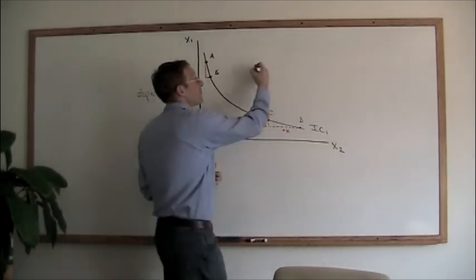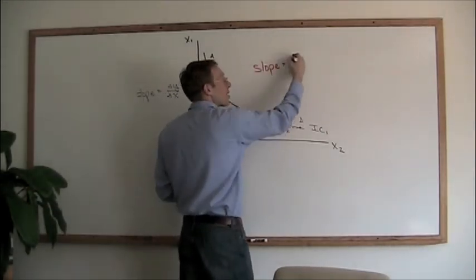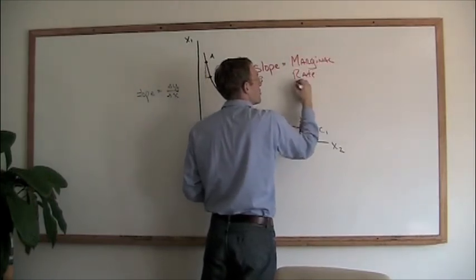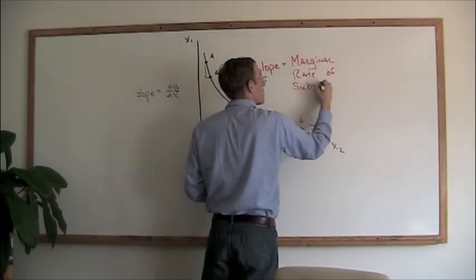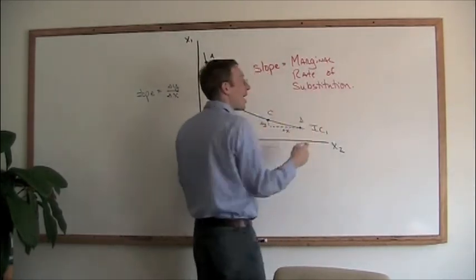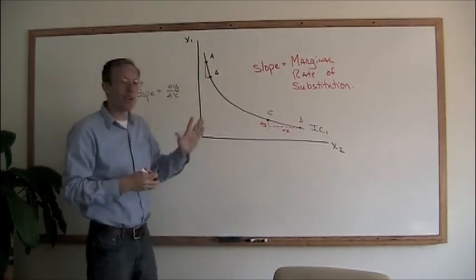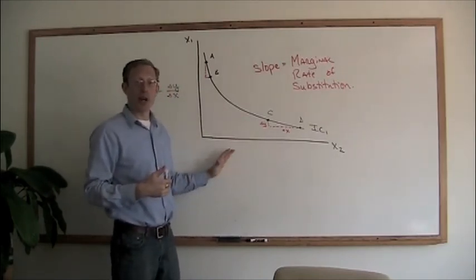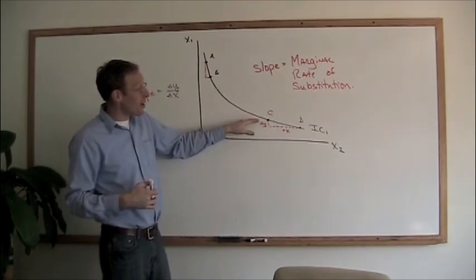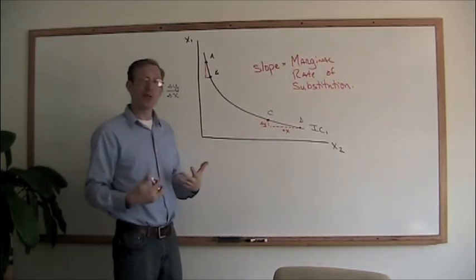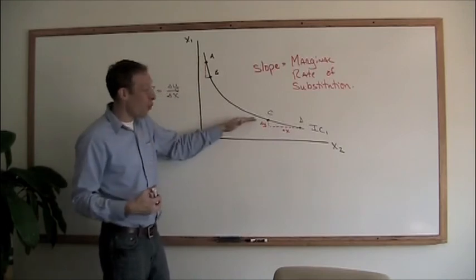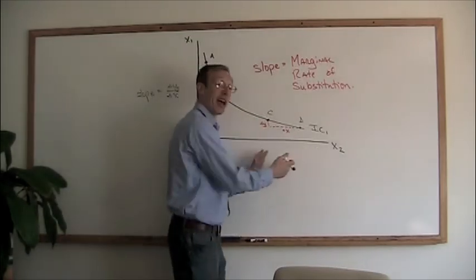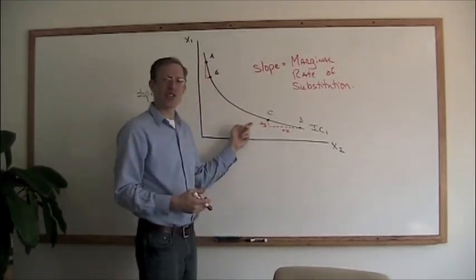Now the slope of an indifference curve is sometimes called the marginal rate of substitution. And it's that marginal rate of substitution, or the slope of the indifference curve, that gives us an indication about how much you value one good over another. In order to keep myself indifferent, and I don't have a whole lot of y to start with, I'll give up a little y. I'll give you a little bit of y, but you've got to give me a lot of x in return. Why? Well, because I don't have very much to start with.